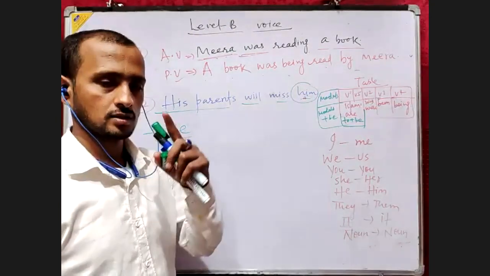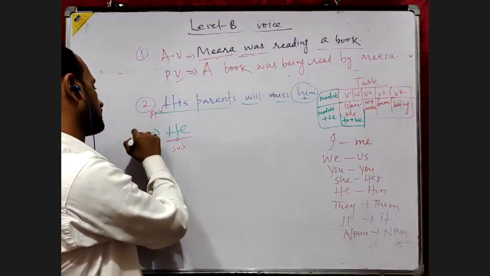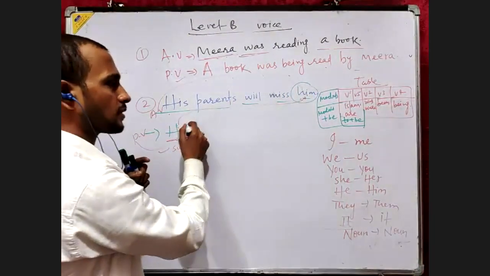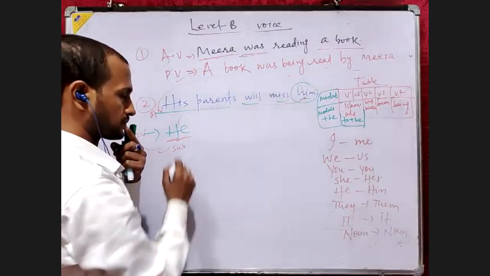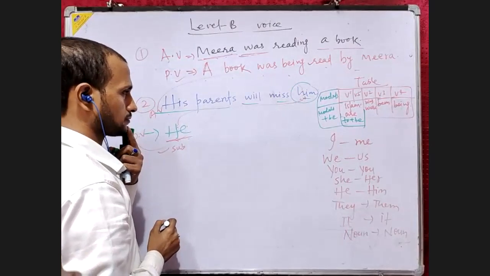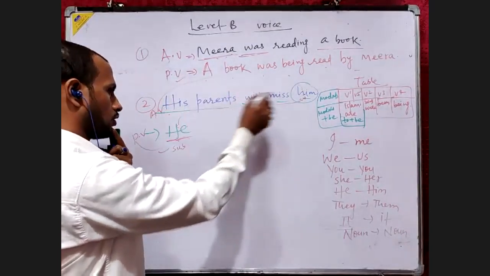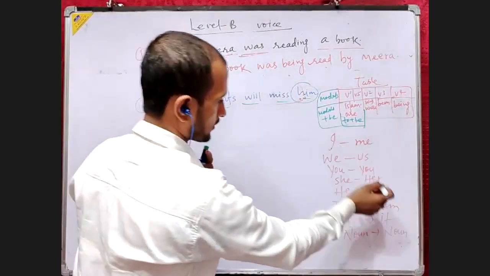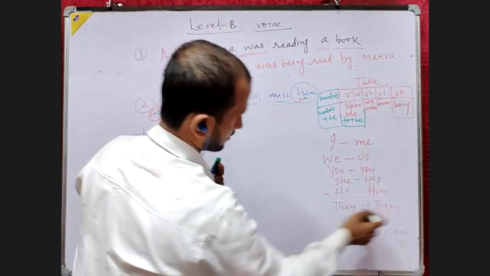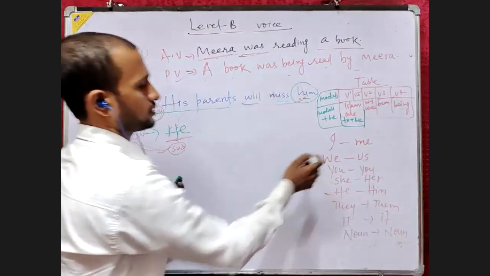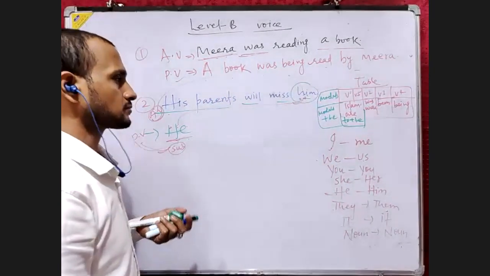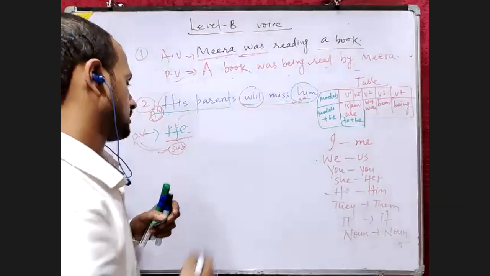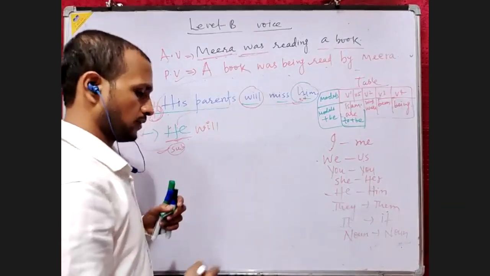What was the first point to change? The object of active voice will become the subject of passive voice. That's why we have written he here. His parents will become the object of passive voice. And what is the subject of him? He. What is the subject of them? They. What is the subject of us? We. That's why the subject here is he. And what is the auxiliary here? Already written. That's why we will write will here.